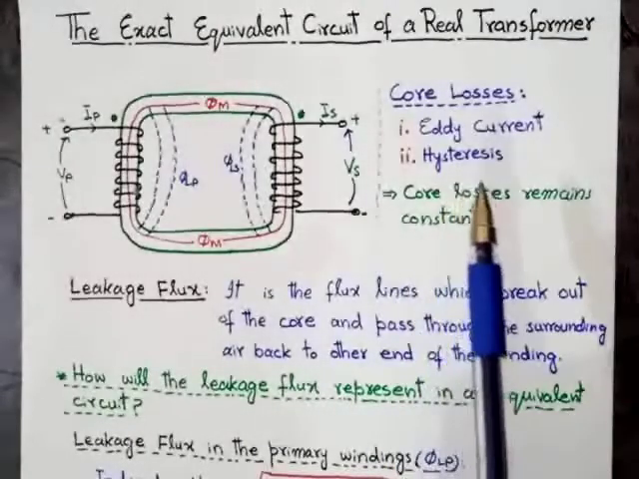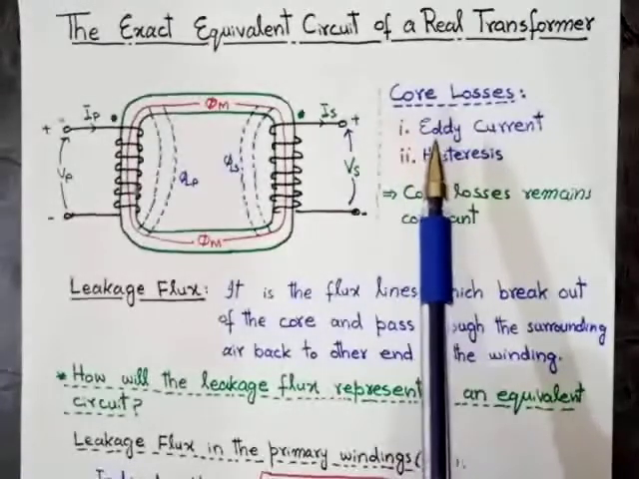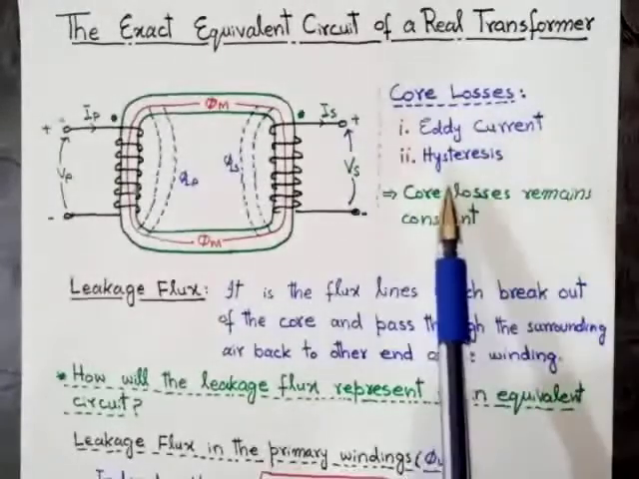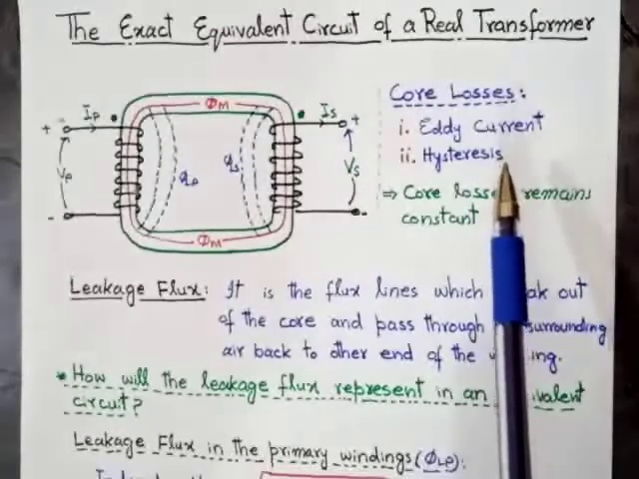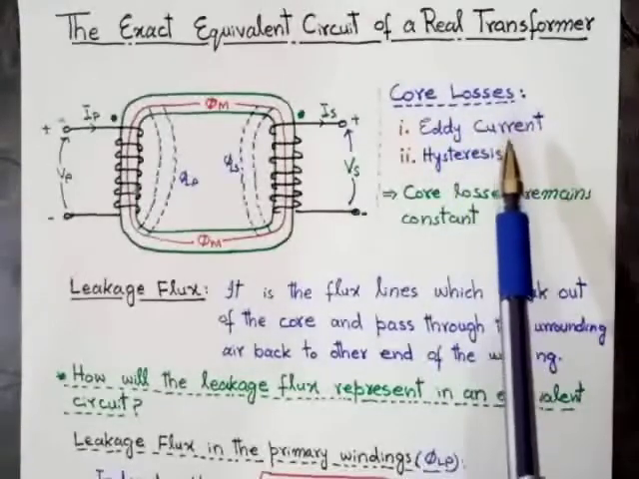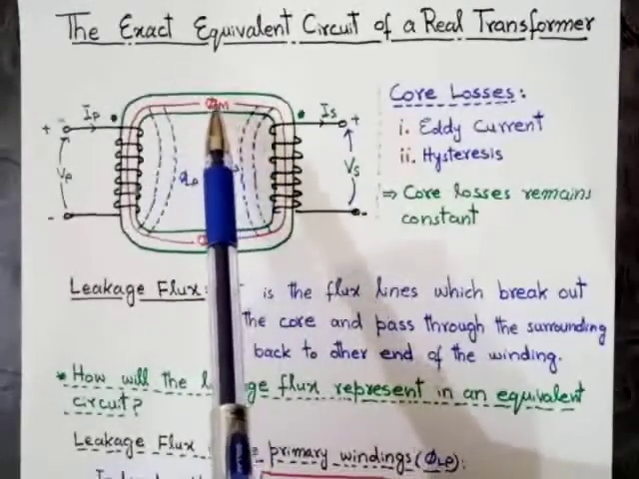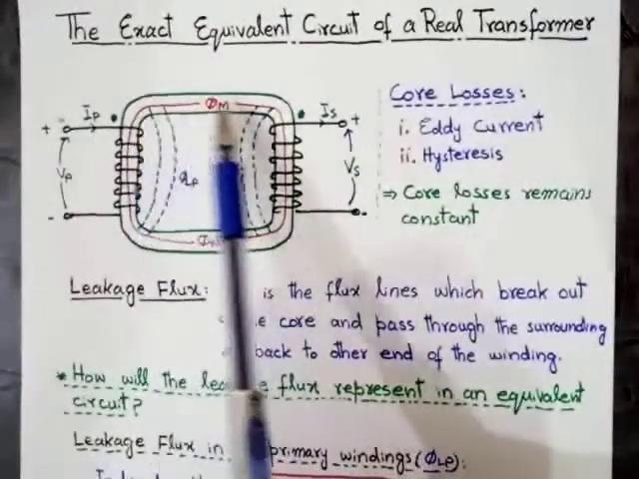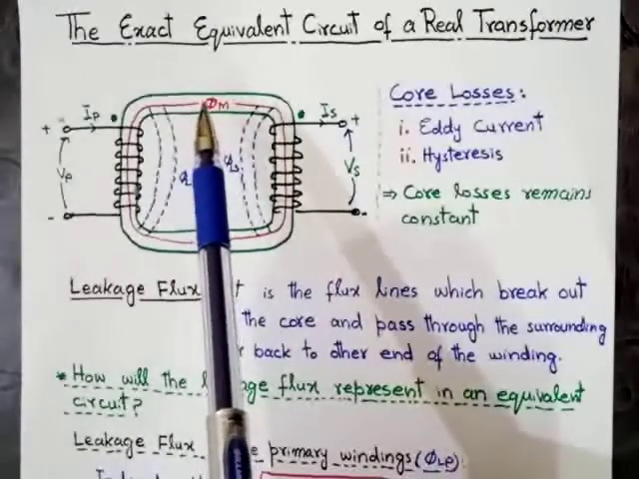So the second type of losses is called core or iron losses. As we know, core or iron losses are the combination of eddy current and hysteresis losses. This is the core of the transformer. These losses, core losses, basically occur in the core of the transformer.